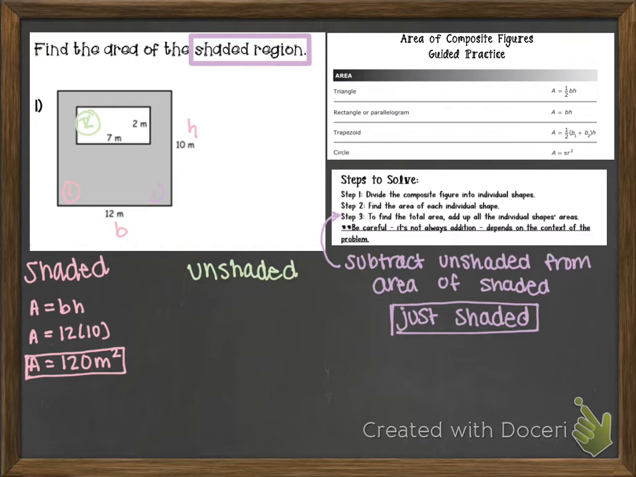Okay, and then unshaded, we have a base times the height. Area equals base times height. Area equals 7 times 2, which is 14 meters squared.